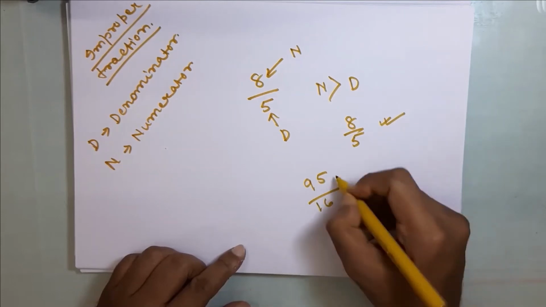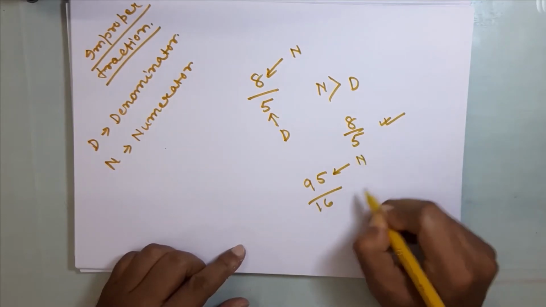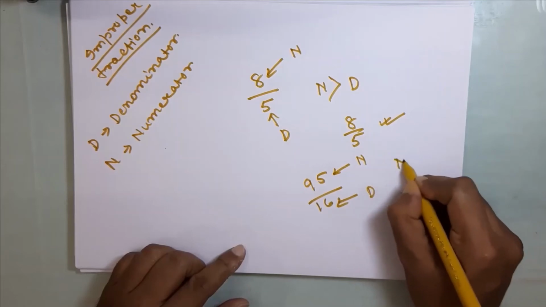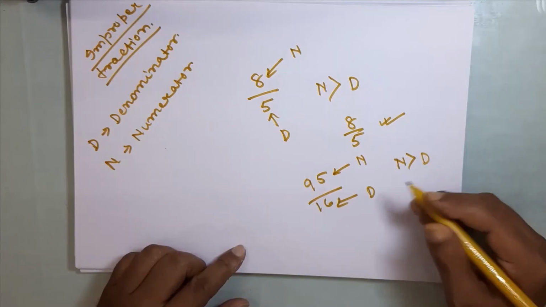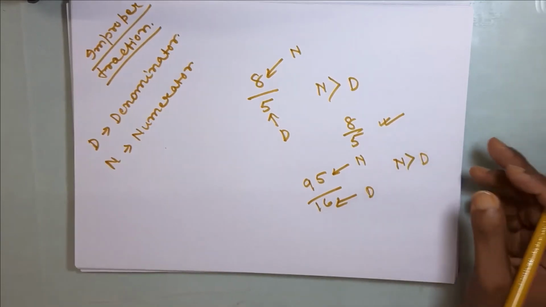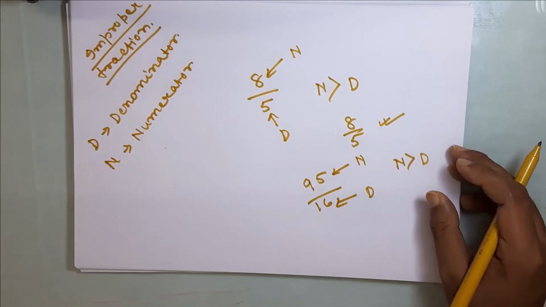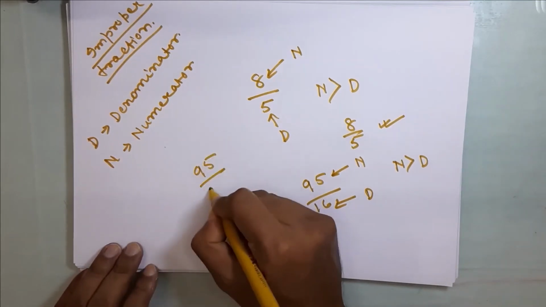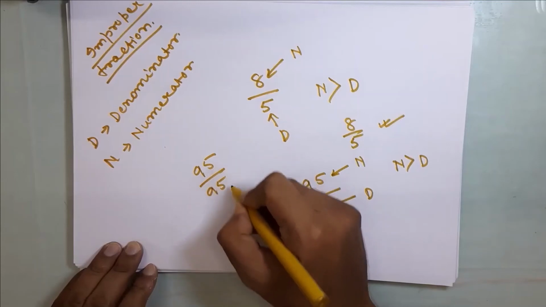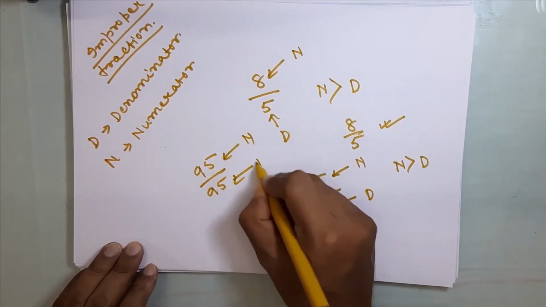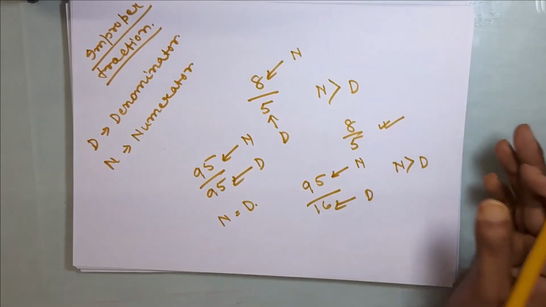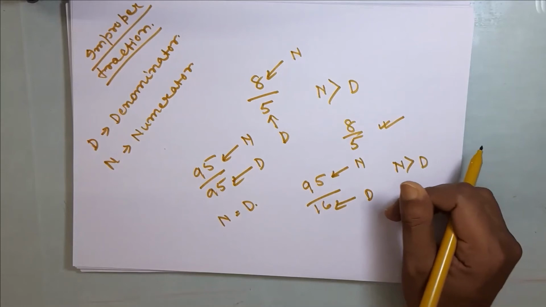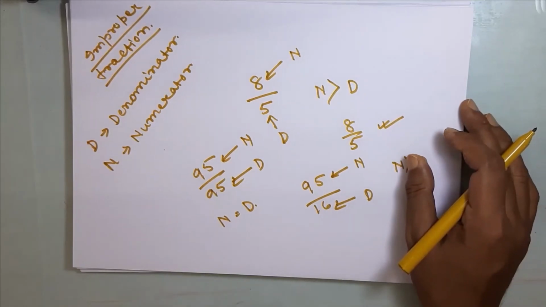95 by 16, here 95 is your numerator and 16 is your denominator. So numerator is greater than denominator. So here 95 by 16 is an improper fraction. It is not necessarily that it has to be greater, it can be greater than or equal to. So it can be 95 by 95. Here your numerator and denominator both are equal. This is also called an improper fraction. So proper fraction will be where numerator is less than denominator, and improper fraction will be where numerator is greater than or equal to denominator.